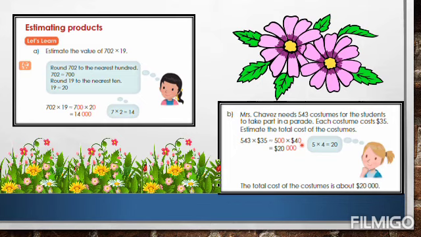So let's multiply only the non-zero digits. So 5 and 4. So 5 times 4 equals 20. That's why you have 20 here. And then this 0 in red color came from your two factors. From 500, there are two zeros, and from 40, there's one. So there are three zeros all in all. And you copy that, and now your final answer is $20,000. So as you see, this symbol is the dollar sign. So the total cost of the costumes is about $20,000.